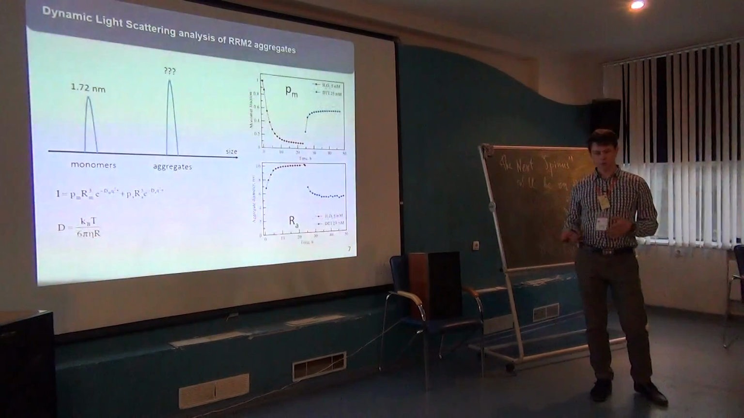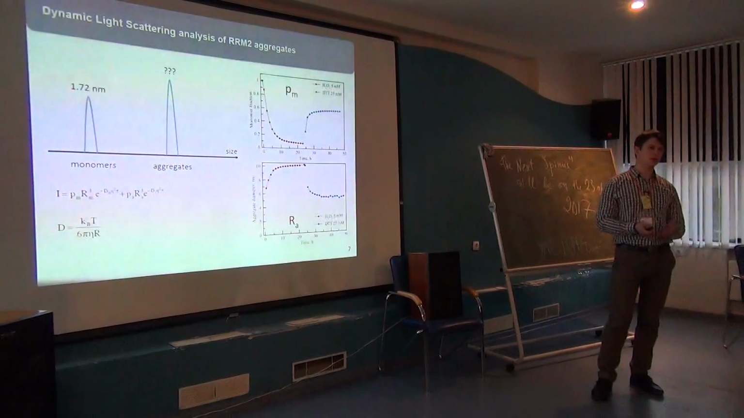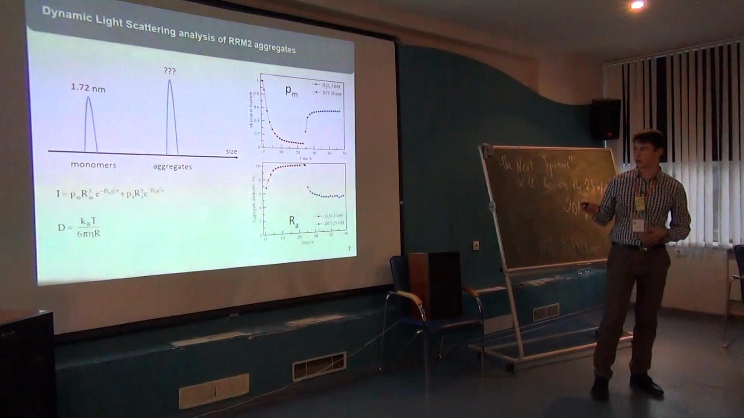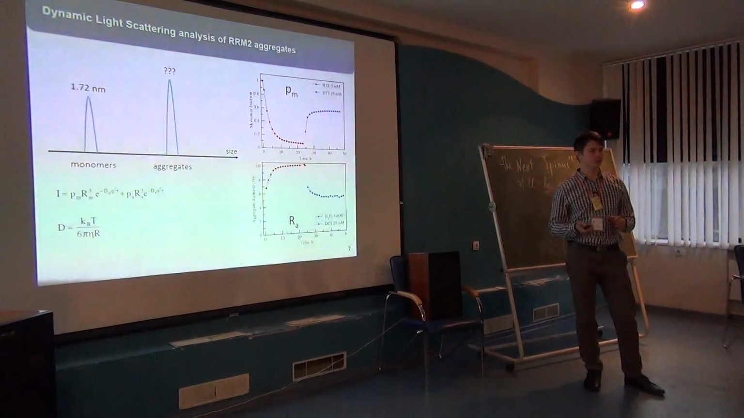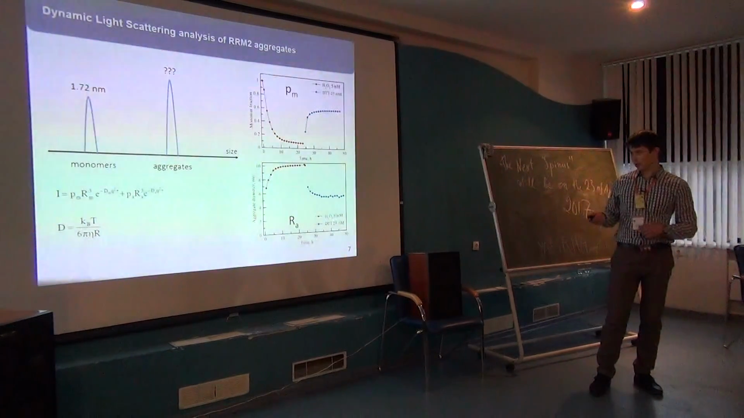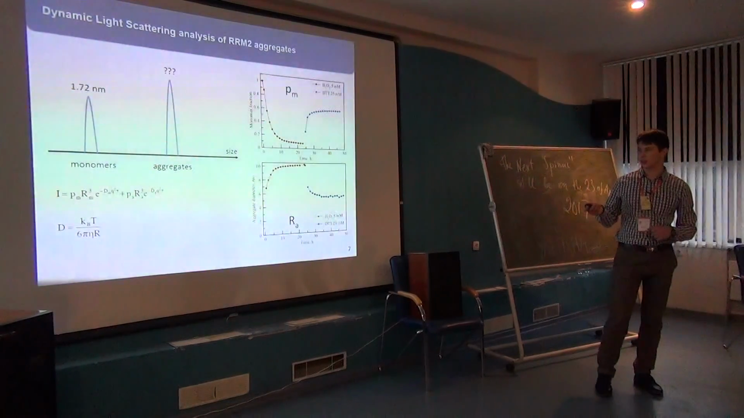So, in the control sample, we assumed that we have a monodisperse distribution of particles. It's the monomers, and we measured the sizes and obtained the value of 1.7 nanometers. This value is consistent with the size from NMR and X-ray structures plus the hydration shell. And in the oxidized sample, we have a mixture of monomers and aggregates.